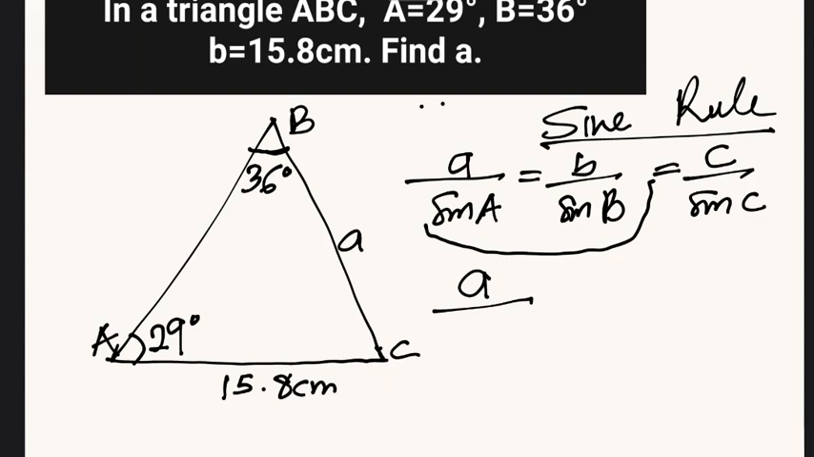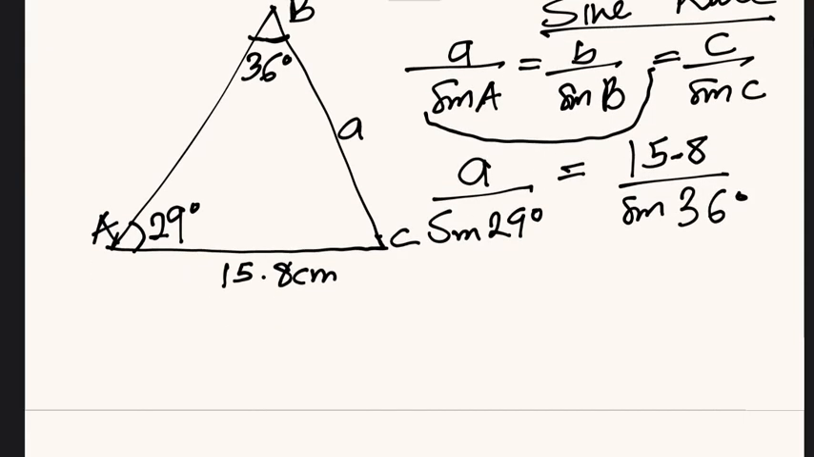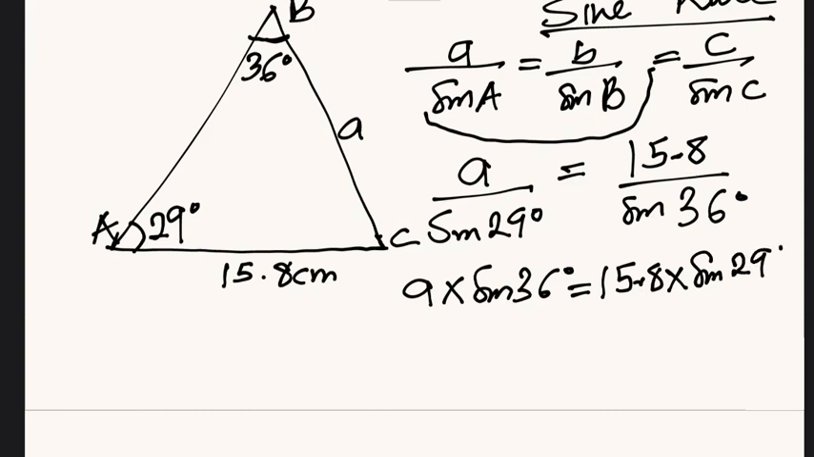Now, so a over sine A, which is sine 29 degrees, is equal to small b, which is 15.8, divided by sine B. And B is 36 degrees. So, from this place, let's try to cross multiply to have a multiplied by sine 36 degrees is equal to 15.8 times sine 29 degrees.